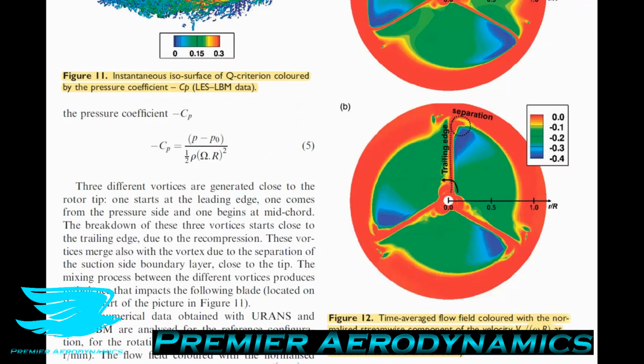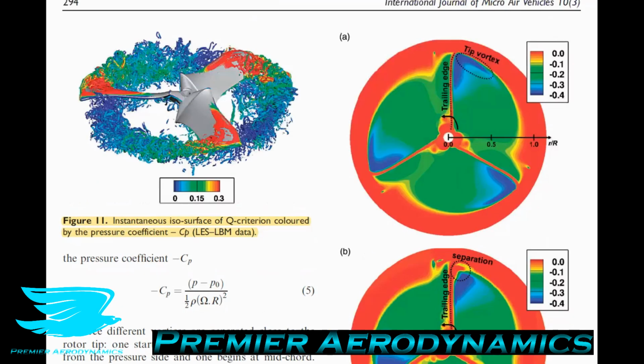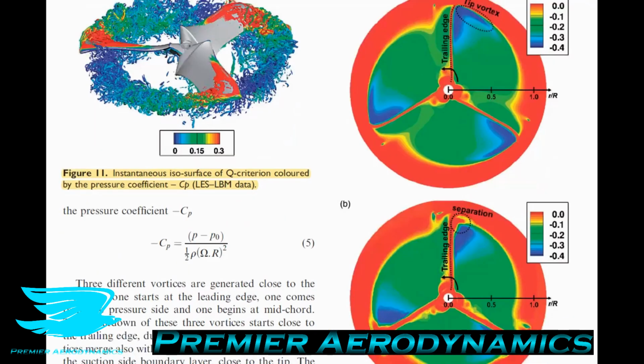In figure 12, they show the time average flow field colored with the normalized streamwise component of velocity for the URANS and LBM methods. And they look very similar. There are just some differences in the, let me zoom out a little bit so you can see both of them at the same time.